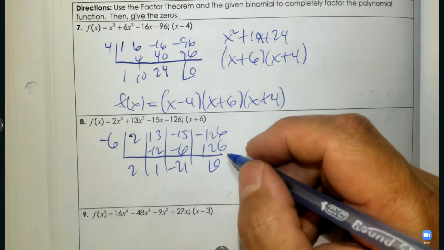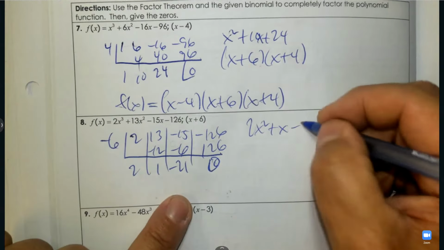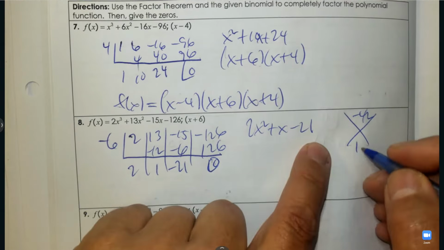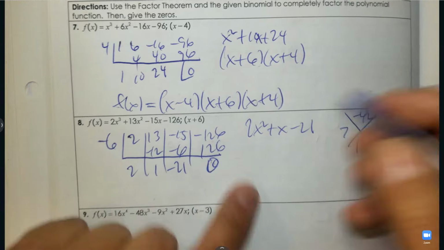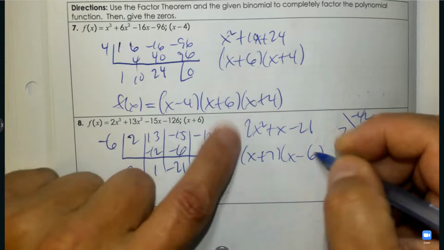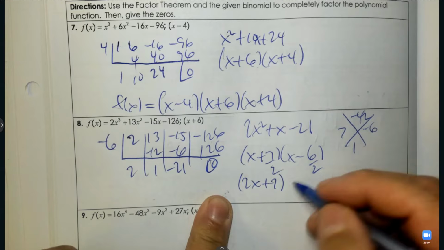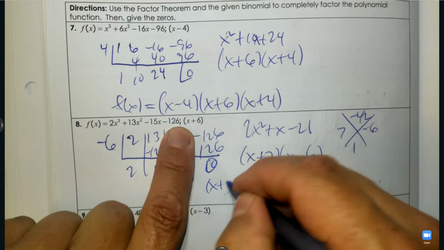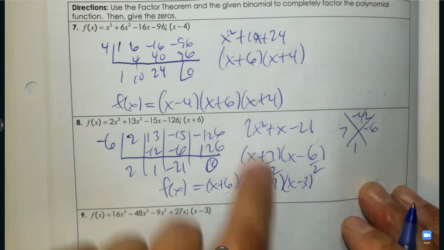Then it has a remainder of 0 because it is a factor. I have 2x squared, x, and negative 21. So if I multiply 2 times negative 21, the two numbers would be 7 and negative 6. So we got positive 7, we have negative 6, divide by 2, and that's 2x plus 7. 6 divided by 2 is 3, and then we have the one we started with, which was x plus 6, and then those are all my factors. So what I started with, and then there we go.